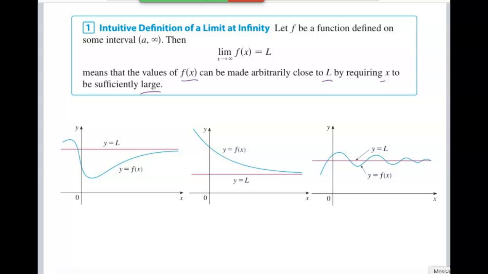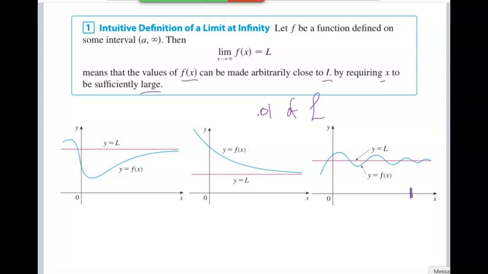And so that means that you can give me any value. You can say I want your y values to be within 0.01 of L. And I just have to tell you, oh, you just have to go out this far on the x-axis, and after that my y values are always within 0.01 of L or closer.